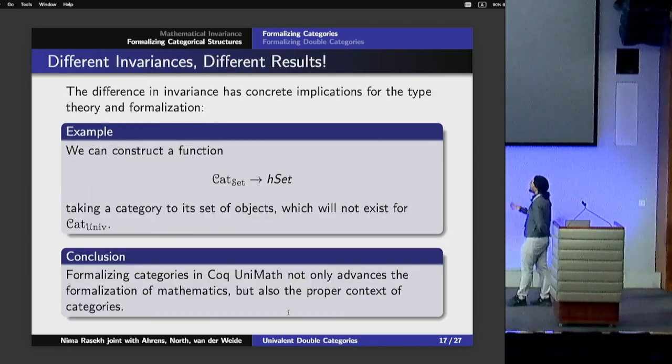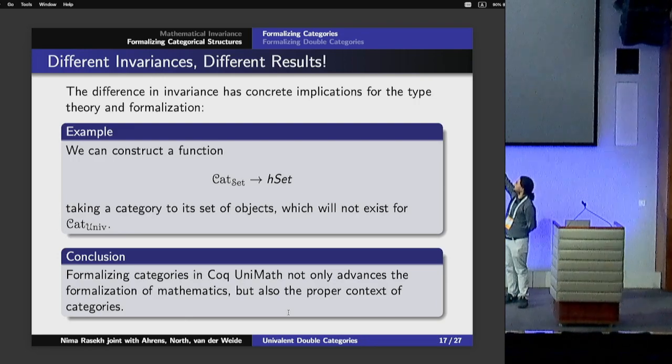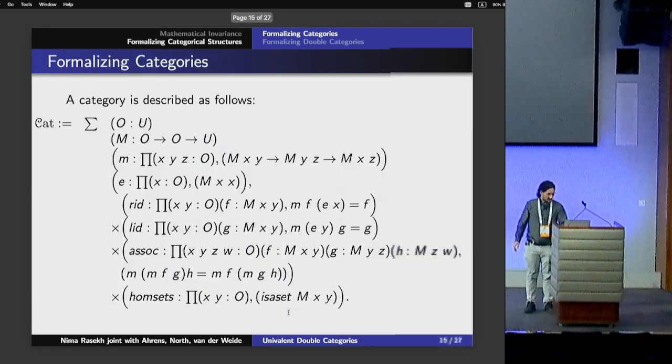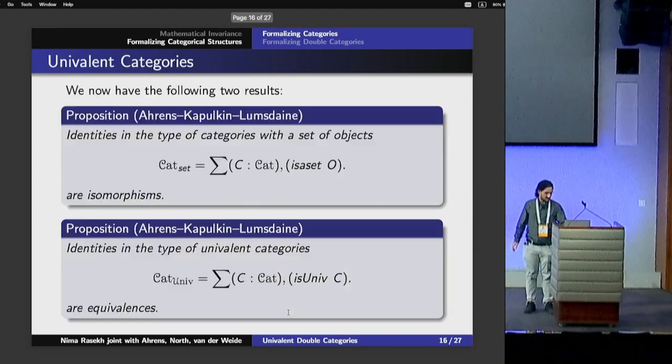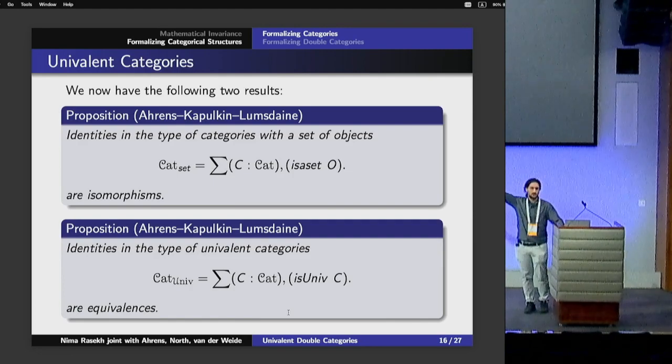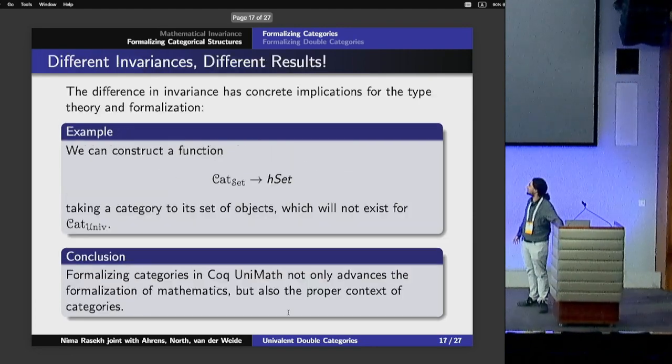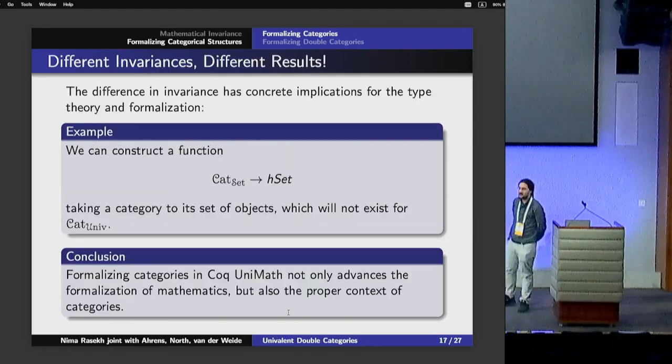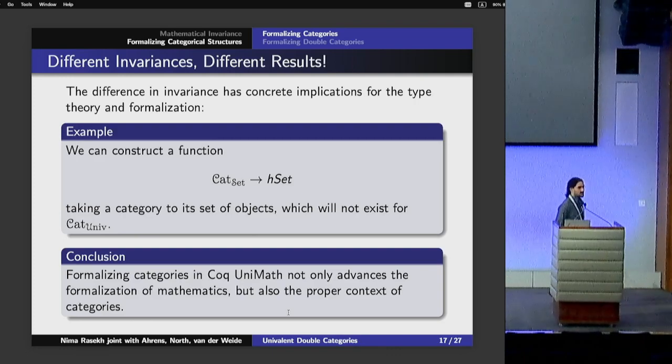For example, I can now define an assignment from these set categories to sets, which takes the underlying objects. This makes sense, right? How would I do this? I take my objects and I take the witness that my object is a set. That is exactly an assignment that takes my category to the set of objects. I cannot do this for univalent categories. Coq will not let me define the set of objects of a univalent category in general, because it will not form a set. It's not an equivalence invariant notion, so the proof assistant will not even accept it.